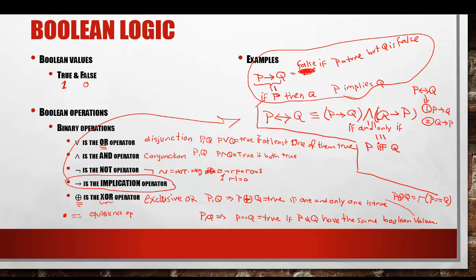So when you encounter a bidirectional implication and you want to prove it, then you have to effectively show both ways of these statements.